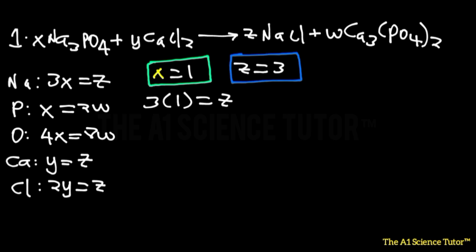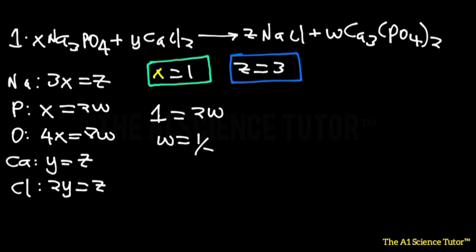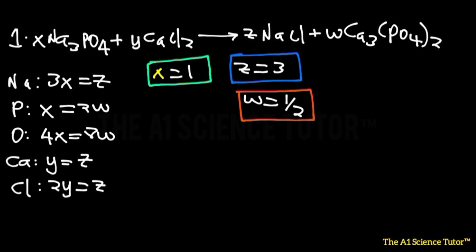Right now we have x and z. We also know that x is equal to 2w. So we know x is equal to 1, and this will be equal to 2w. So w will be equal to 1/2. Let's write that here. So this is 1/2. Right now we've gotten the answer for at least 3 letters.